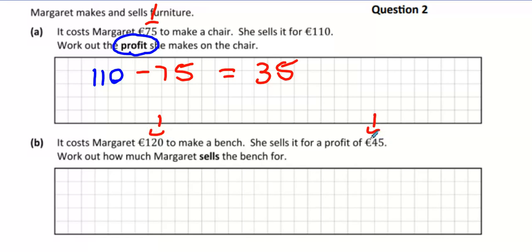What does that mean? To make money, you have to sell it for more than you made it for, don't you? So you have to sell it for dearer. So you add them together and you get 165. Because you want to sell it for more money than you made it for. Right? That cool? Makes sense.